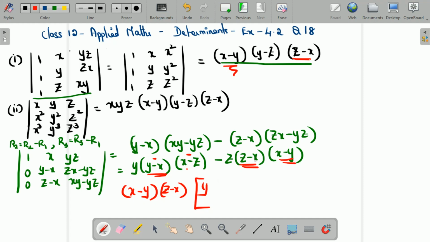Now similarly, here I took both the terms outside, so this will end up getting y minus z. So for the left side determinant, we are able to prove that it is equal to x minus y into y minus z into z minus x.